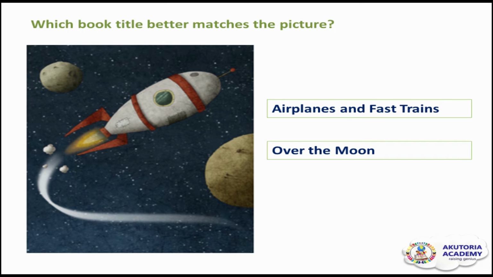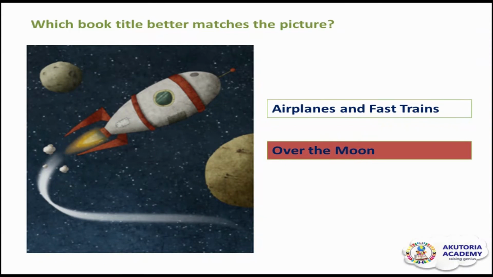Airplanes and fast trains. I can't see a plane, neither can I see a train, so that is a no-no. Over the moon, I can see a rocket and I can see that the rocket is in space and I can see something that looks like the moon. So the best answer and the best choice for this book title will be Over the Moon.